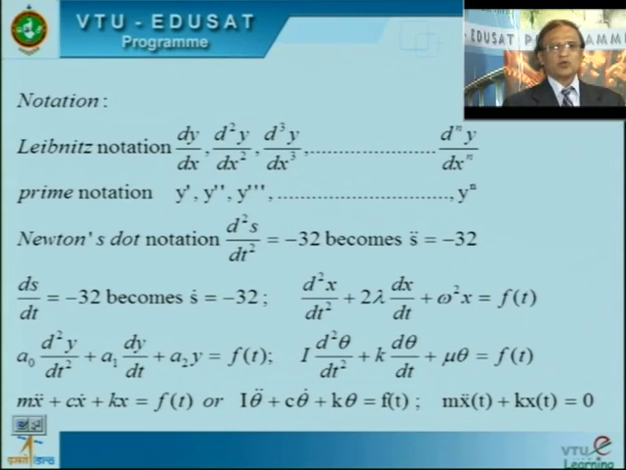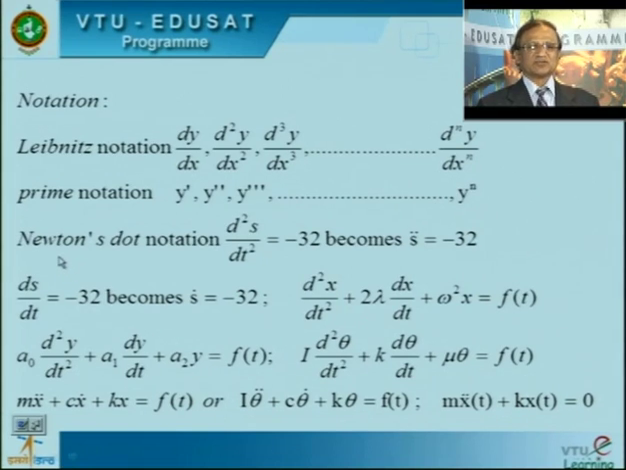Okay. Now, how are we going to represent or denote a differential equation using various notations or symbols? One notation is the Leibniz notation. Sometimes we will write dy by dx or d square y upon dx square, d cube y upon dx cube, and so on. In general, d raised to n y upon dx raised to n. Or we can use prime notation, y single prime, y double prime, and so on. Or in some other textbooks you may find Newton's dot notation.